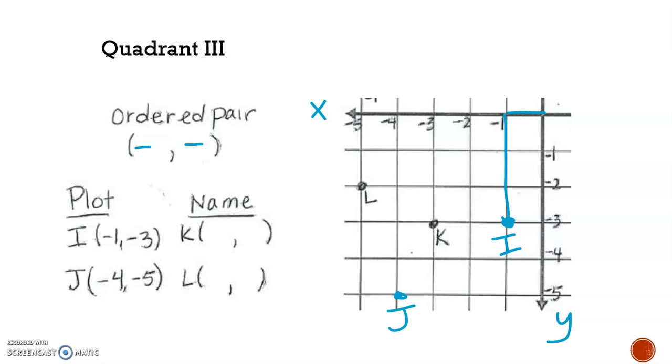Okay, so now if K is already plotted and we want to tell someone how to get to K, from the origin we're going to move left 3, so that's -3. And then we're going to move down 3, so that's a -3 as well. For L, we had to move left 5, so that's -5. And then we had to move down 5, so that's -2.